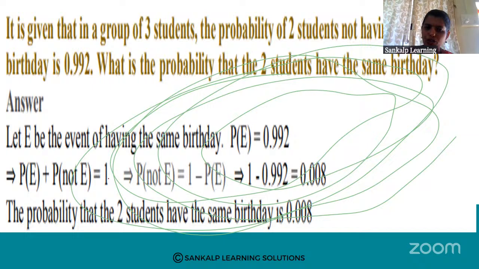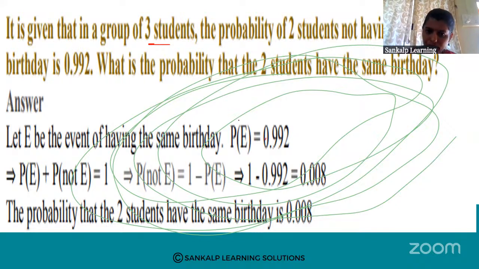Let E be the event of having the same birthday, P of E. See, here the question is: it is given that in a group of 3 students, the probability of 2 students not having the same birthday is 0.992. What is the probability that 2 students have the same birthday? Okay, so for that, let E be the event of having the same birthday.